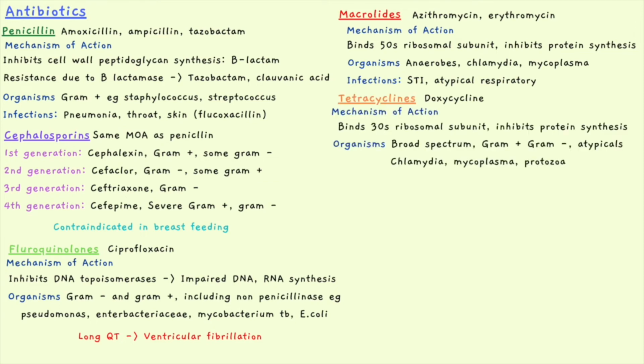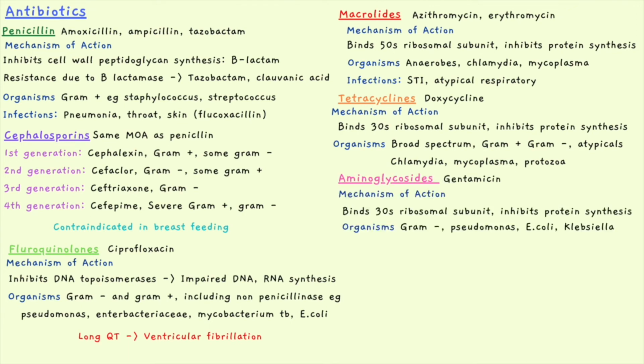Also, tetracyclines such as doxycycline inhibit the ribosomal subunit, but the 30S subunit, to inhibit protein synthesis. It is a broad-spectrum antibiotic, so against both gram-positive and gram-negative, as well as atypicals such as chlamydia, mycoplasma, and protozoa. Finally, we will look at aminoglycosides such as gentamicin.